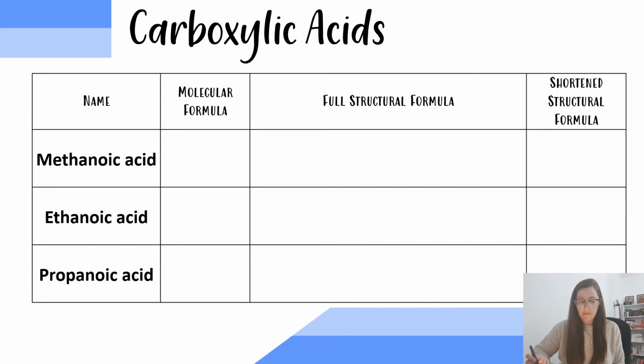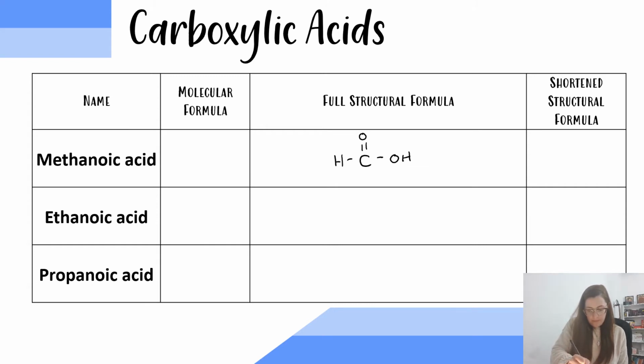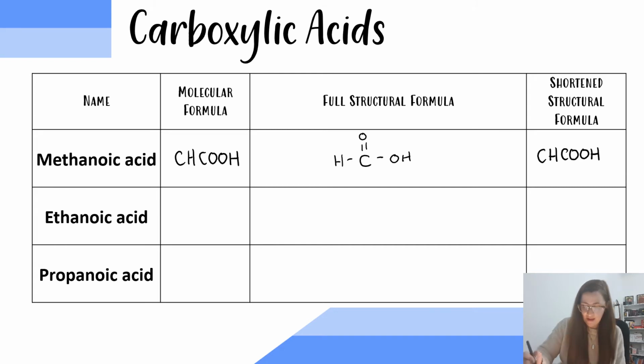So if we look at the family of carboxylic acids, and we start with methanoic acid, the structure for methanoic acid: we've got one carbon, we've got our carboxyl group attached to that carbon, a C double bond OH, and we add a hydrogen so that carbon has 4 bonds. Our molecular formula here is CHCOOH, and our shortened structural formula will be the same, CH, one carbon, one hydrogen on the first carbon, and our functional group at the end, COOH.